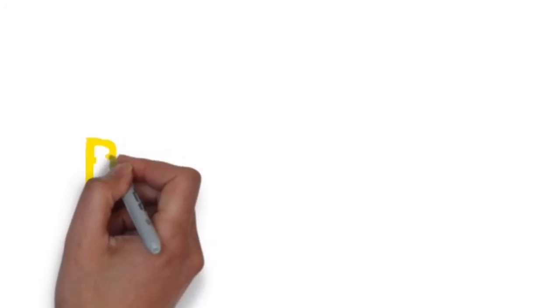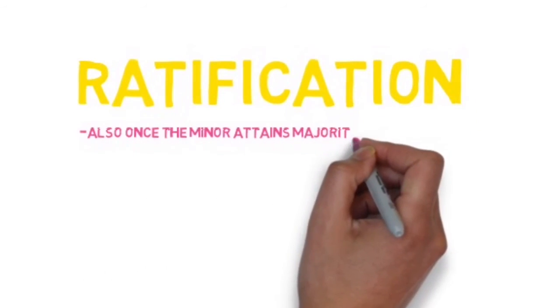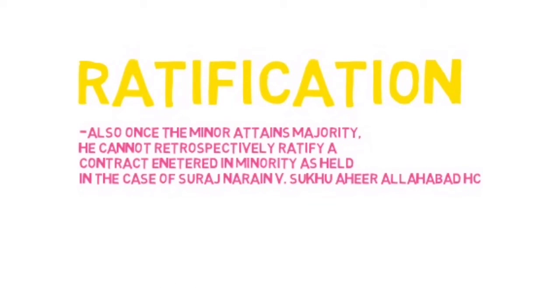You may ask, is it possible for a minor to ratify a contract that he entered in his minority once he becomes a major? The answer to that is no. A minor, once he becomes a major, cannot retrospectively ratify a contract entered in his minority, because that would mean that he had the capacity to enter into a contract when he was a minor, and that's not true. Hence, he cannot retrospectively ratify a contract. This was held in the case of Suraj Narain versus Sukhu Ahir.